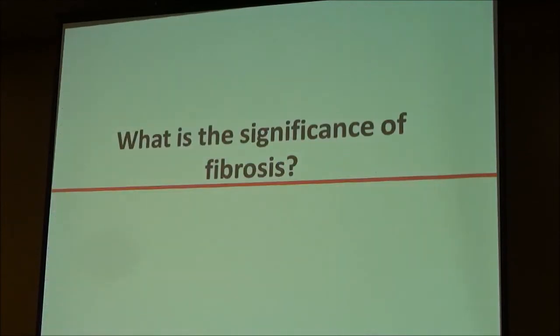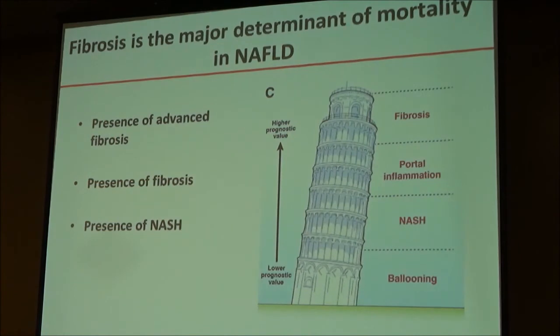So what's the significance of fibrosis? Fibrosis has been determined the major feature of NASH for increased mortality. As you can see, I mentioned ballooning of the hepatocytes. That's necessary in order to diagnose NASH. You get inflammation in the liver. But if you have NASH with fibrosis, there's an increased mortality. And that's important to know.